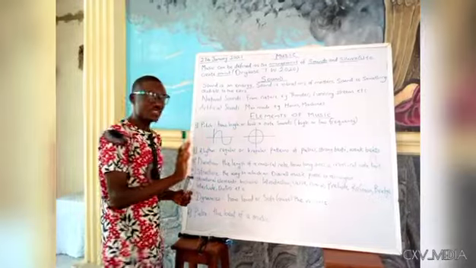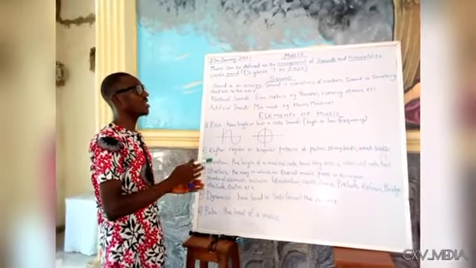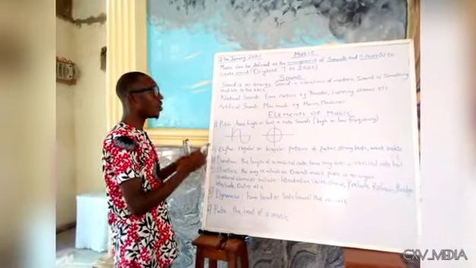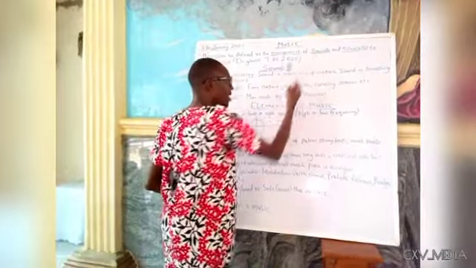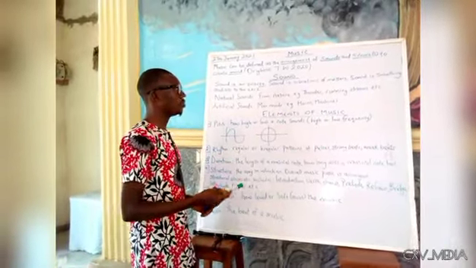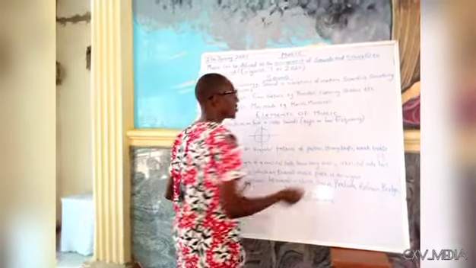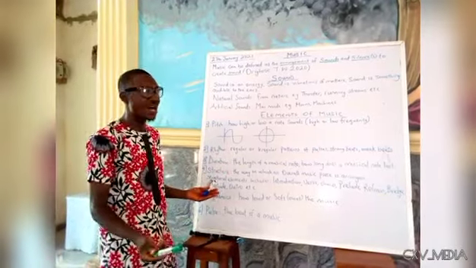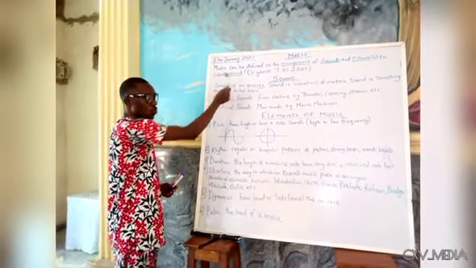Arrangement means orderliness. Music should be arranged in an orderly manner. It comprises of sounds. Sound can also be defined as something that is audible to the ears. And also silence, that is a situation where there is no sound. And the effect is to create mood.